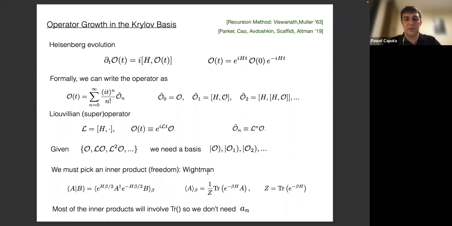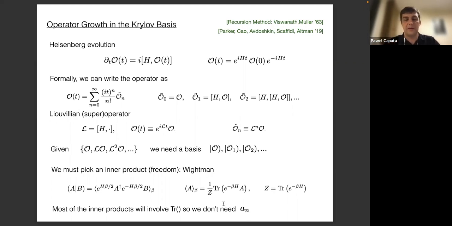I'm also going to talk mostly about this Wightman inner product, but actually you could repeat that story for any favorite choice of the inner product. And maybe one interesting difference to what I told you a slide before is that most of the inner products will involve some kind of trace. When we compute the trace of the commutator of the Hamiltonian with the operator, this usually vanishes by cyclicity. So we can actually get rid of the diagonal pieces a_n in the Lanczos algorithm, but otherwise everything works exactly as I specified before.